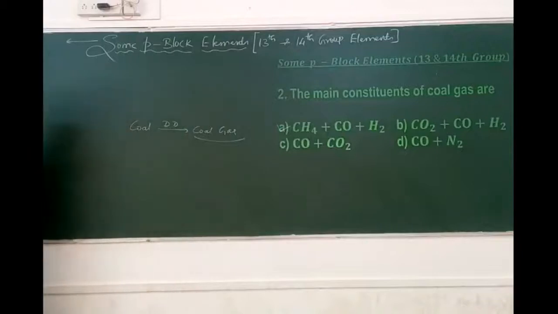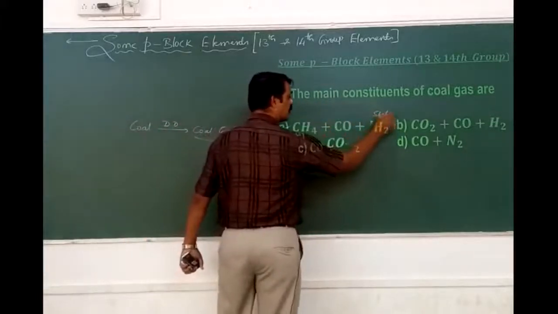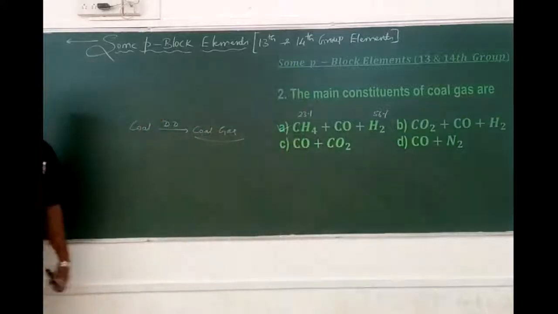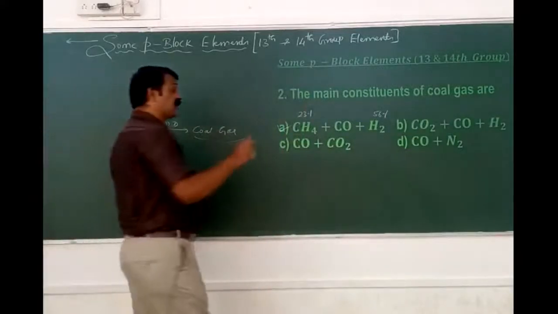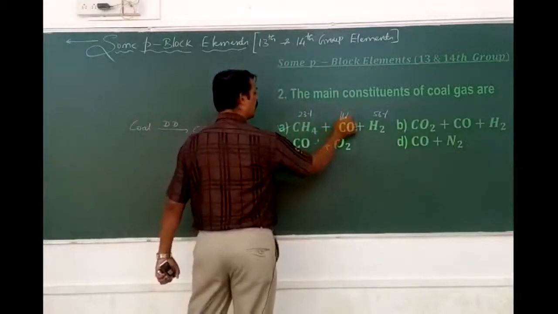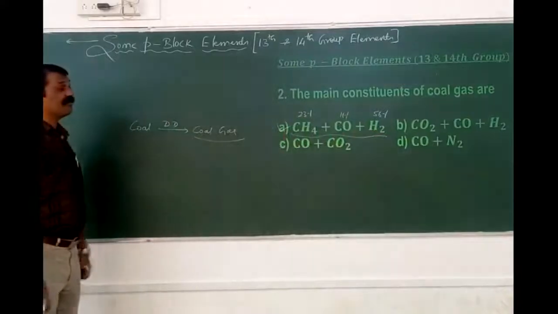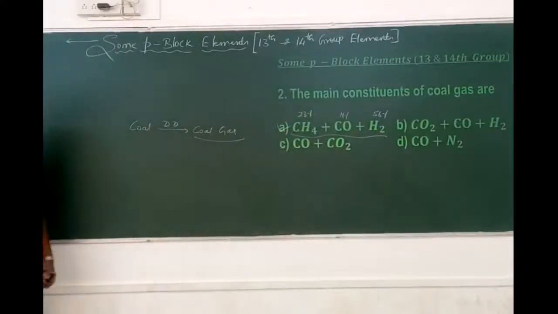in which the methane is found to be around 23%. So here the highest percentage is 56% of hydrogen and then 23% of methane, and then nearly 10 to 11% of carbon monoxide. This particular combination is called coal gas. Okay. So let us have the third one.